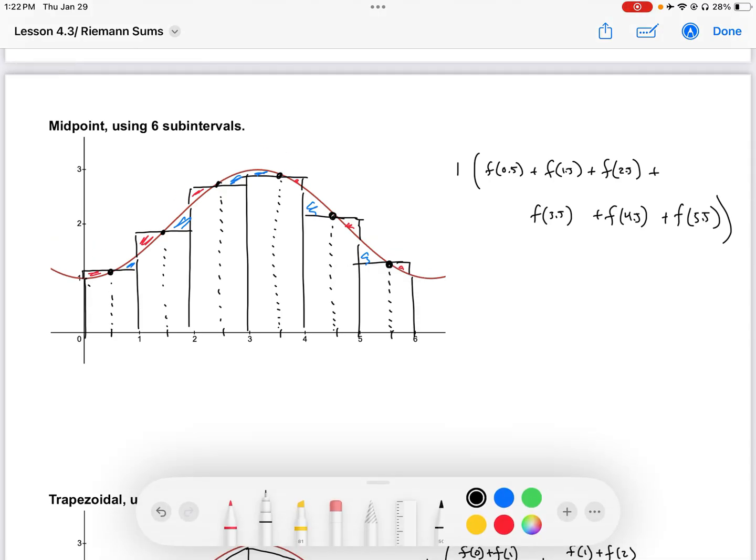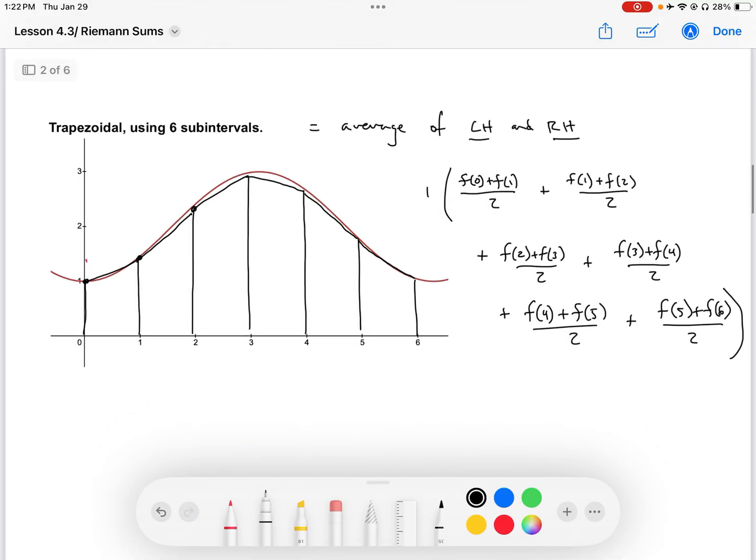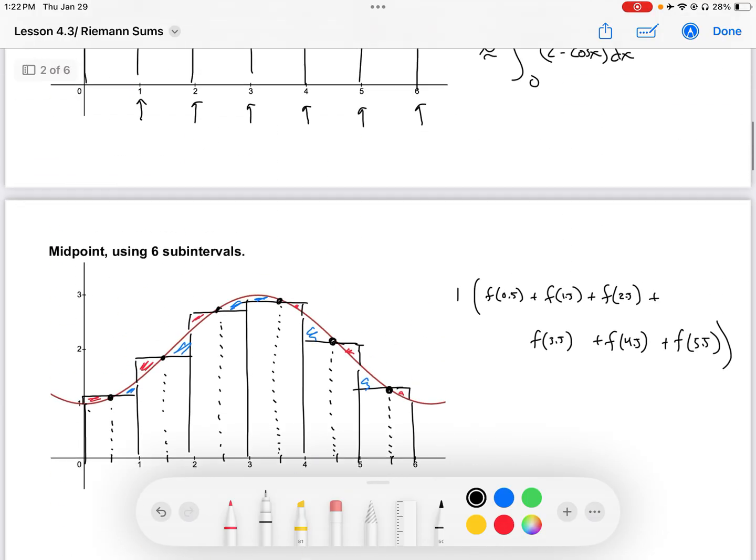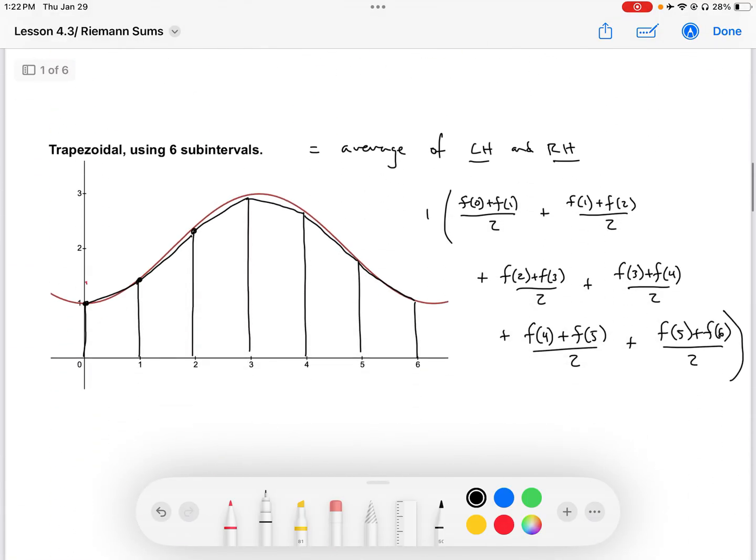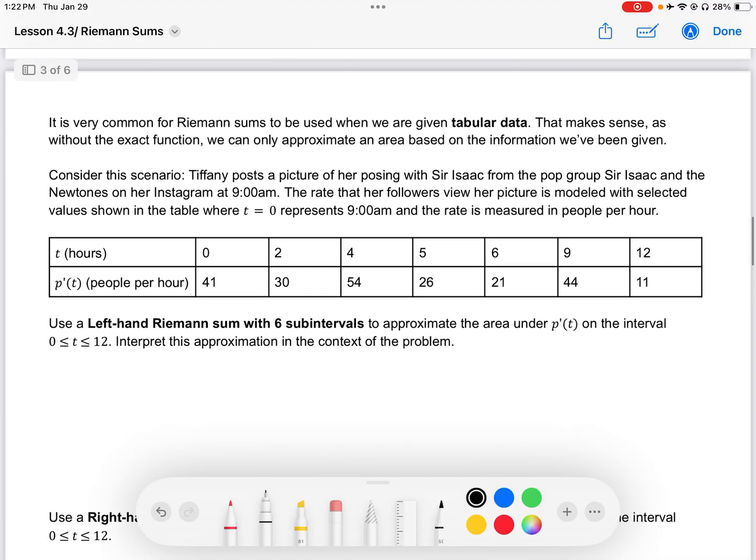So we're finding the midpoint x value and plugging it into the function. Down here, we're finding the left-hand and right-hand values and then dividing by 2. It's not hard to see how this is going to be the average of the left-hand and right-hand. Okay, so those are our 4 different types. Now we've got to do some work with them.